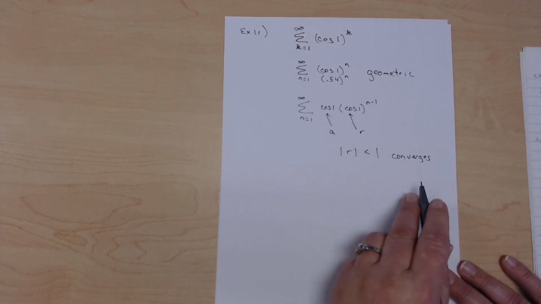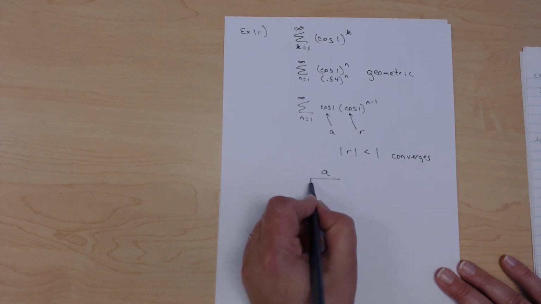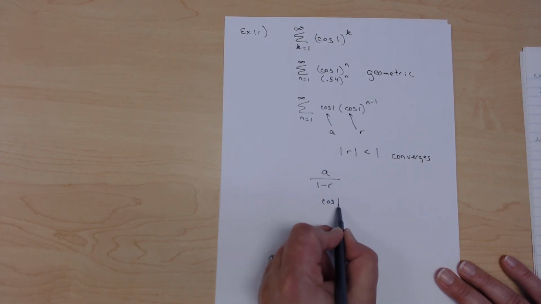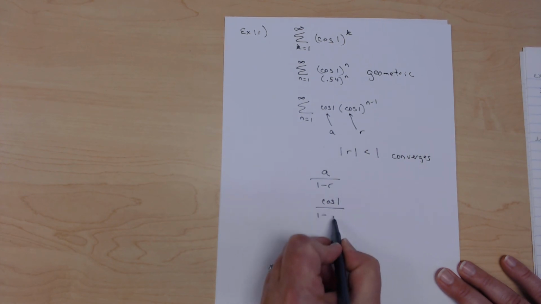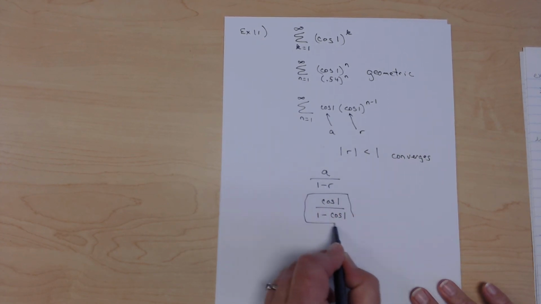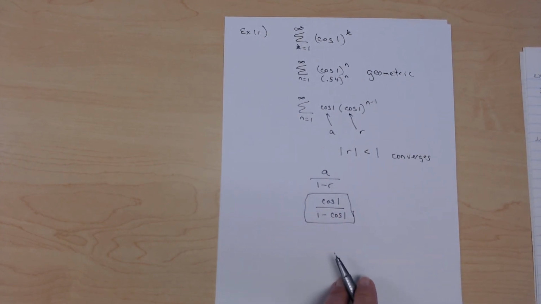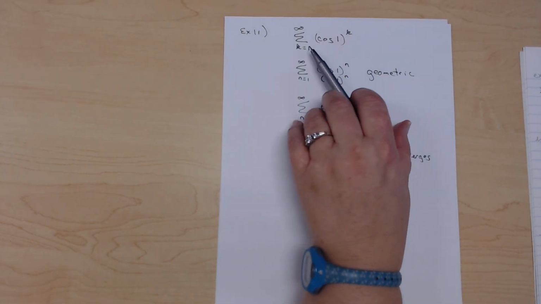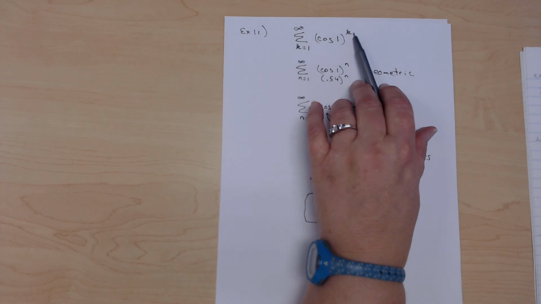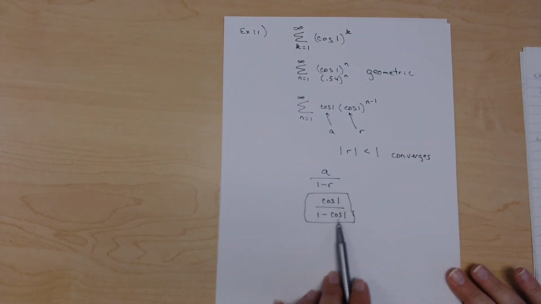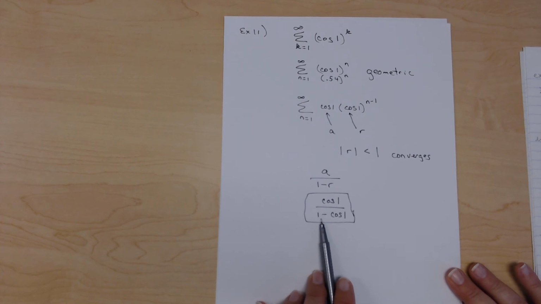Okay. So what does it converge to? A over 1 minus R. A is cosine of 1, and R is cosine of 1. And we actually just leave it like that. That is by far the best answer, even though it looks a little messy. That's what it's going to converge to. If we plug in a 1, and then we plug in a 2, and a 3 and a 4, and we add them all together, this is what it would approach.